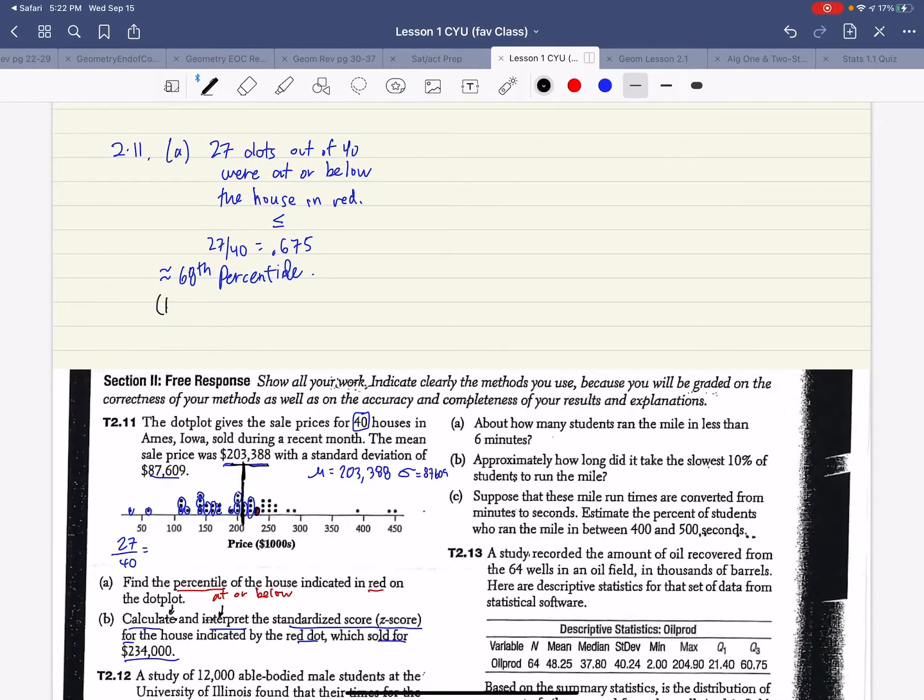Okay. So in part B, we would say that the actual home price in this instance is this, and we'd predict it to cost the average price, all over the standard deviation. So our z-score is 0.35. And then we have to say, what does that mean?